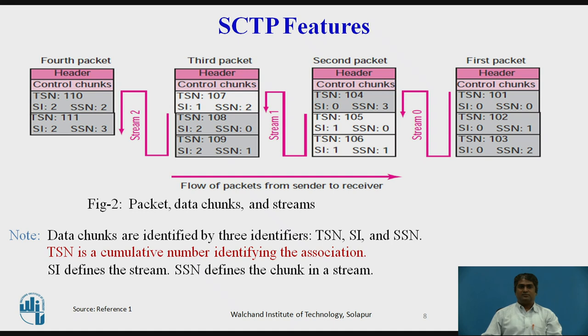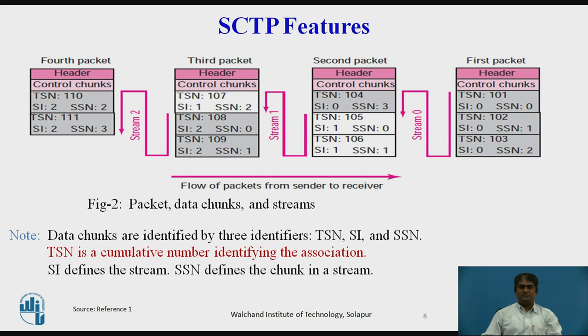To make these terms clear, let us suppose that a process A needs to send 11 messages to process B in 3 streams. The first 4 messages are in the first stream, the second 3 messages are in the second stream, and the last 4 messages are in the third stream. Even though a message is long, it can be carried by several data chunks. If we assume that each message fits into one data chunk, then we have 11 data chunks in 3 streams.